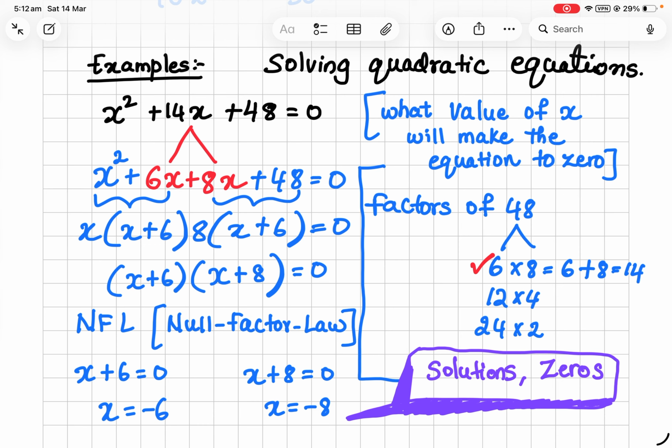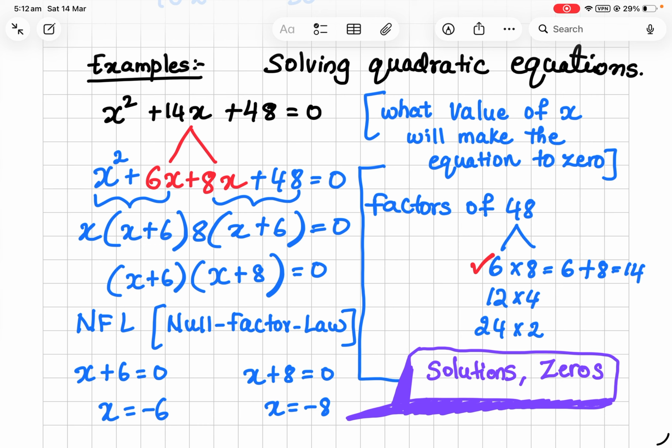So previously we have learned how to find factors for quadratic expressions, and today we're going to talk about solving quadratic equations, or in other words, the idea is at what value of x will the equation become 0. So we call that solutions or zeros. All right, so let's do this example.